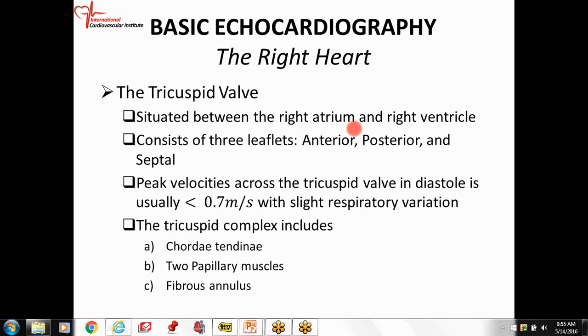You have chordae tendineae, more than 2 papillary muscles, which distinguish it from the left side. You have a fibrous annulus. If you remember what we said, the geometry of the right ventricle is very complex. It has a very complex geometry. Okay, so the geometry is very complex.